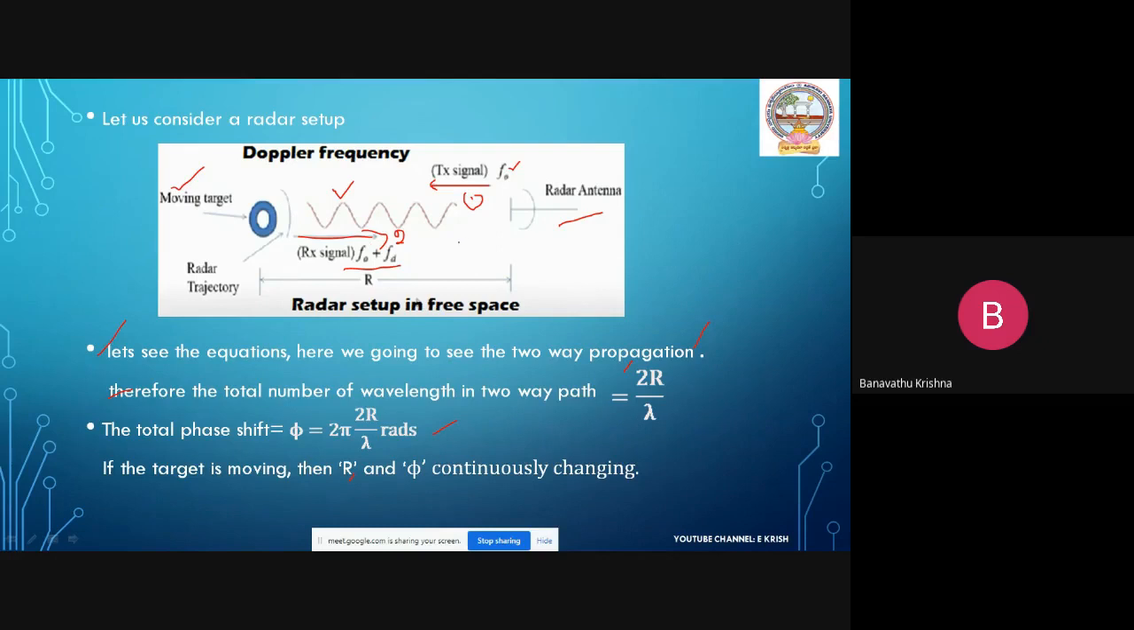If the moving target is moving away from the radar receiver station, then the reflected frequency is f0 minus fd, where f0 is the transmitted frequency and fd is the Doppler frequency. Okay. So based on this reflected signal, we can tell whether the target is moving towards the radar station. If the target is moving, as you know, R and phase are continuously changing.